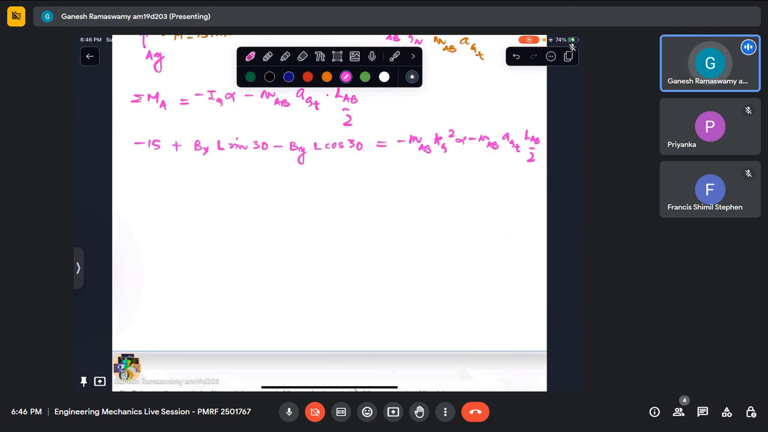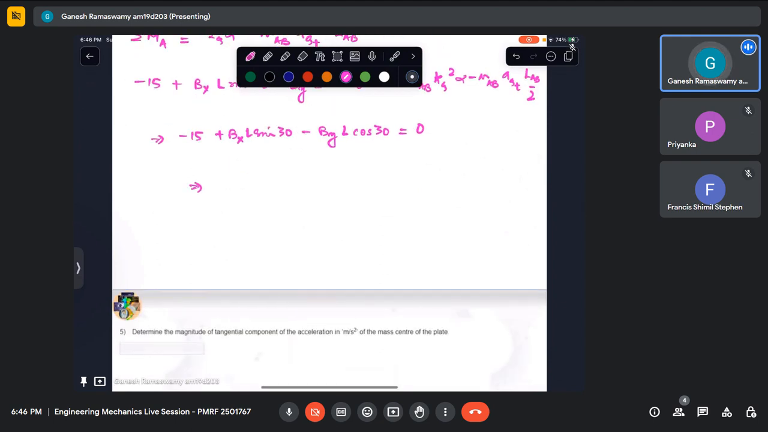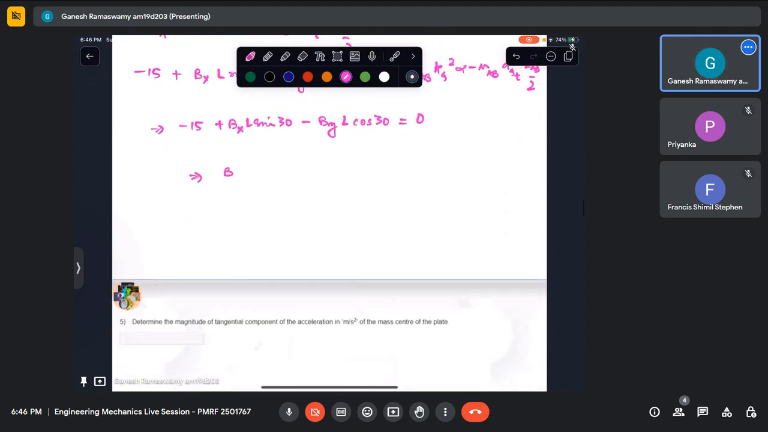In which case I can see that minus 15 plus Bx L sine 30 minus By L cos 30 is equal to 0. So what does this give us? This gives us one equation: Bx L by 2 minus By L root 3 by 2 is equal to 15 newton meter.